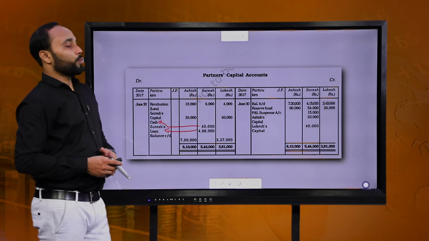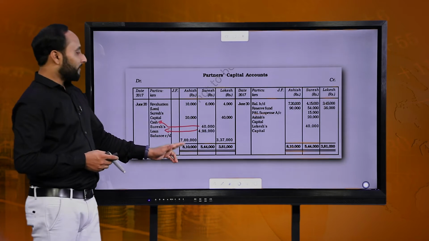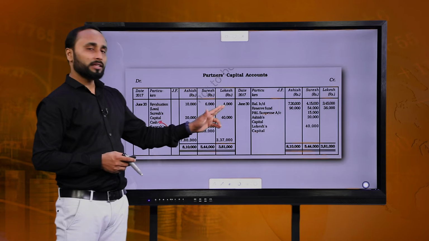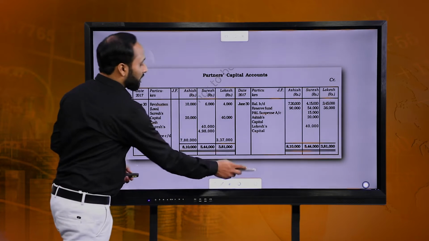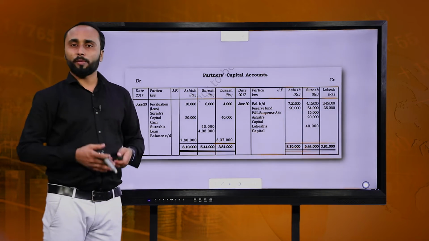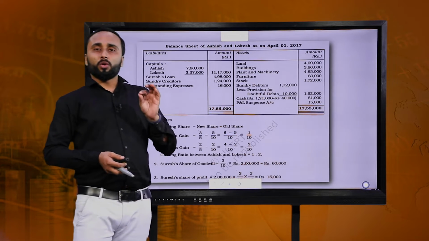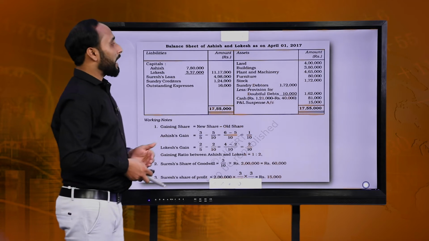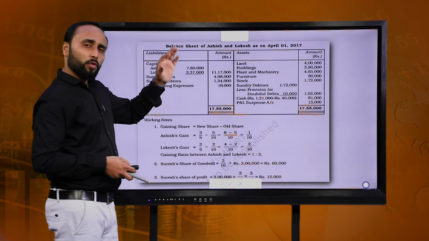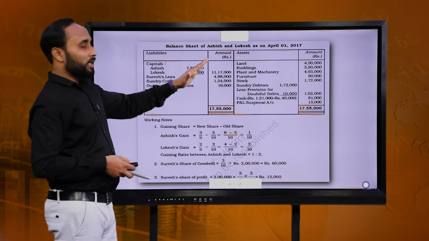Having done this, we'll just find out the balances of the remaining partners, which comes out to be 780 for Ashish and 3,37,000 for Lokesh. Having done all of this, we'll go on to prepare the balance sheet of the firm. In the balance sheet, remember, you have to show the updated values, the changed values in the land, building, plant, machinery, whatever has changed because of Reconstitution has to be shown at the changed values.